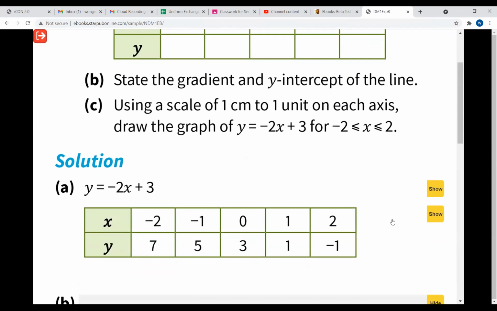Now, part B, I want you to pay attention to the word state. Did it say calculate? Did it say calculate the gradient? No, they didn't say calculate. So are you expected to use the gradient formula? Y2 minus y1 over x2 minus x1. No, not expected. Are you expected to use rise over run? No, you're not expected. You're expected to just look and say what the gradient is.